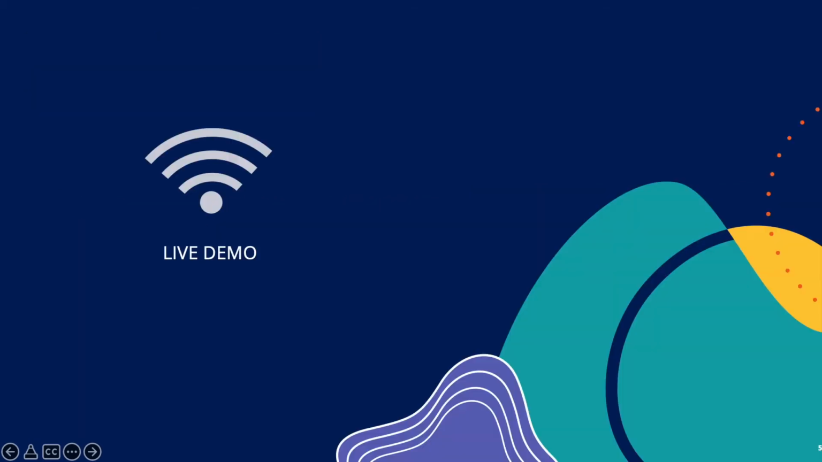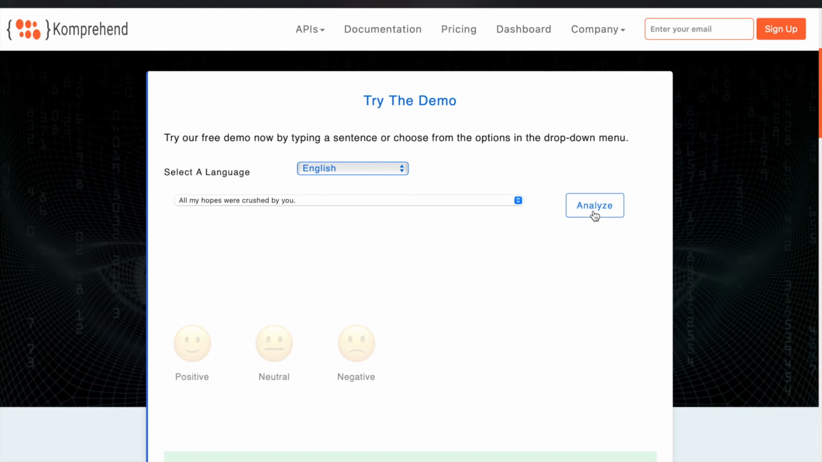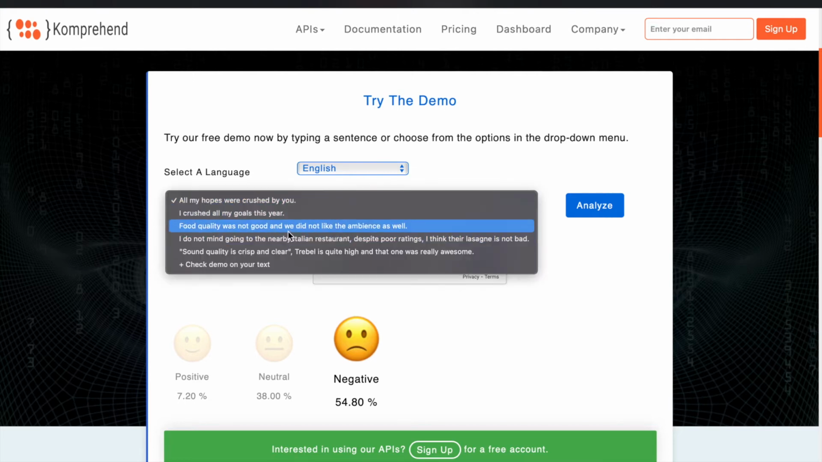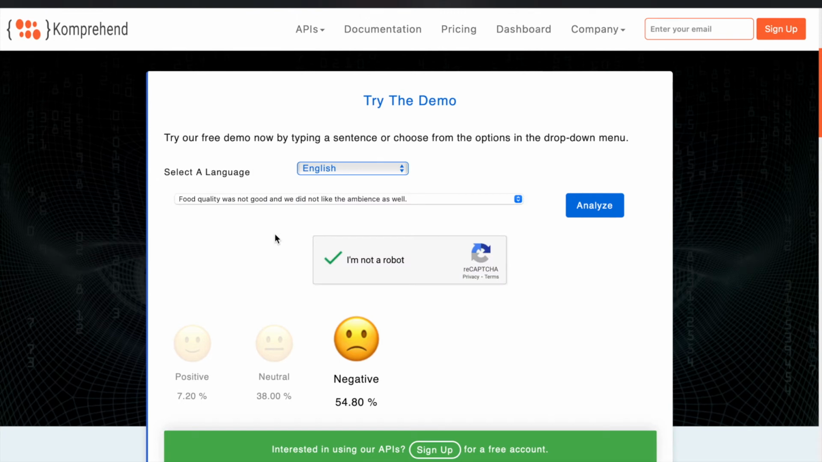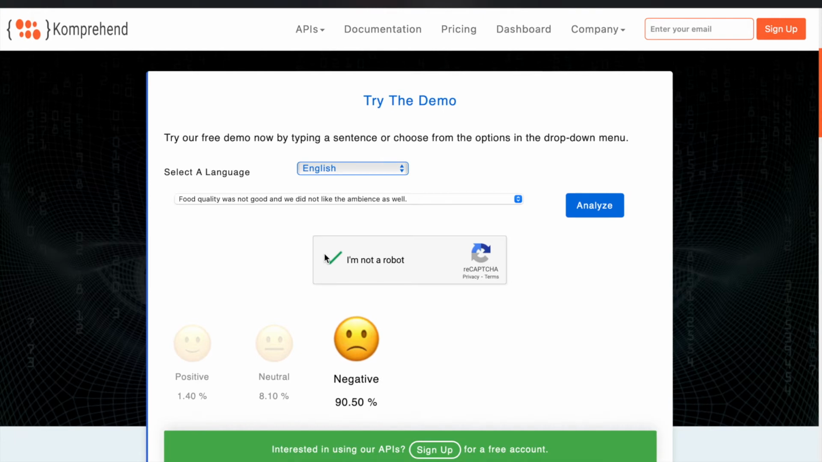Now look at a live demo. We can see the text that reads, "All my hopes were crushed by you." After analyzing it, it will give us whether it is positive, neutral, or negative. As we can see, negative had the highest percentage of 54.8%, which is why this text is a negative text. Similarly, the next phrase that reads, "Food quality was not good and we did not like the ambience as well." We put it in a sentiment analysis and we find that this is also a negative sentence as it has a 90.5%.